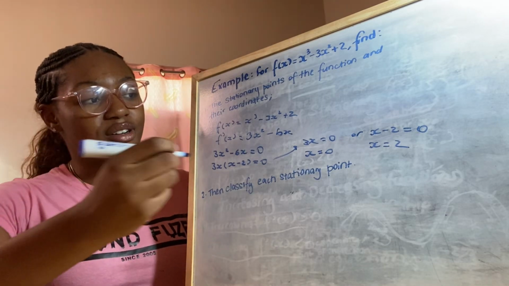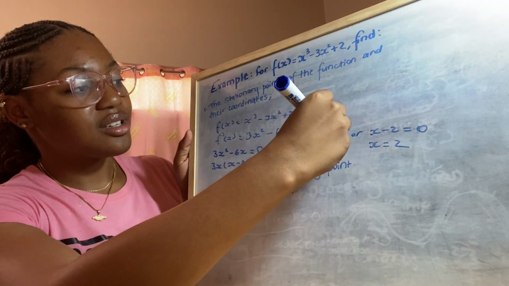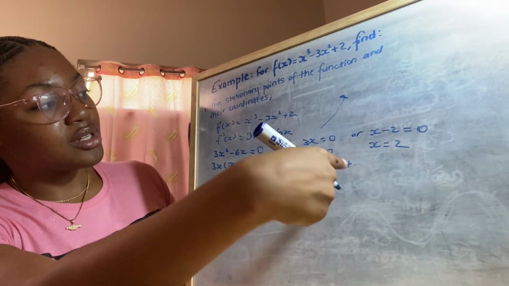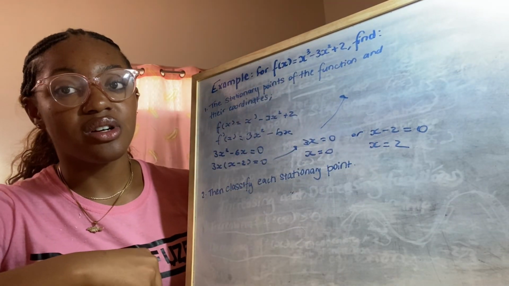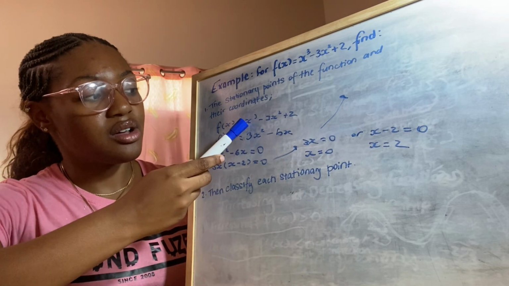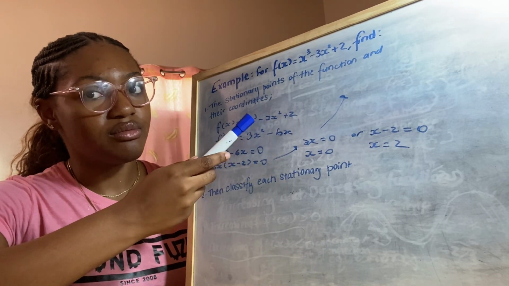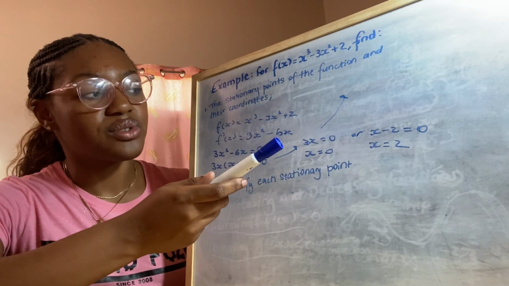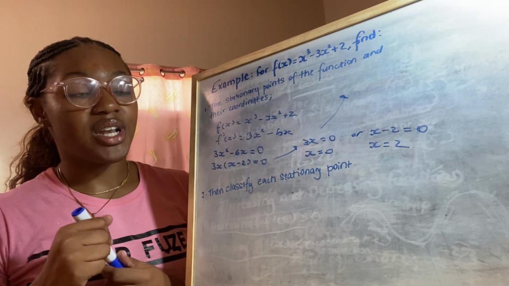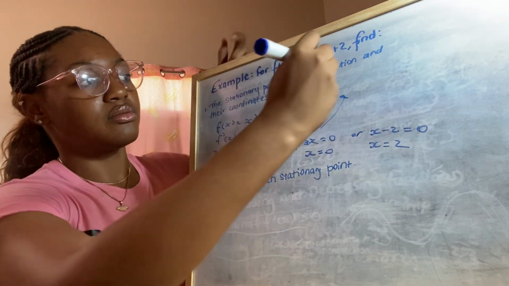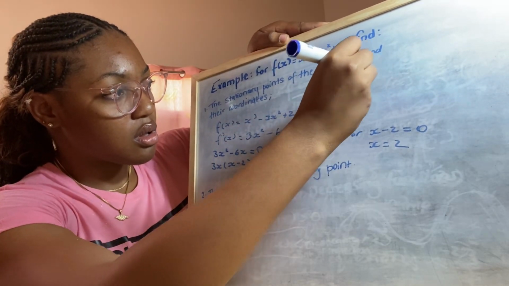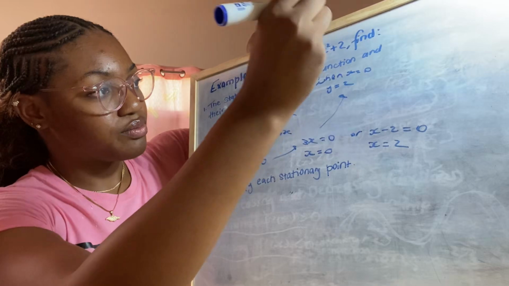I'm just going to go up here. Sorry to be confusing, guys. So we have x is equal to 0. If we substitute 0 in the function, we'd have 0 cubed, that will give us 0, minus 3 times 0 squared, that will give us 0 as well, plus 2. So when x is equal to 0, y would be equal to 2.